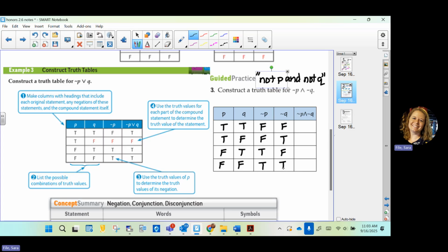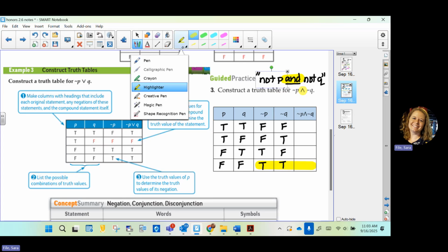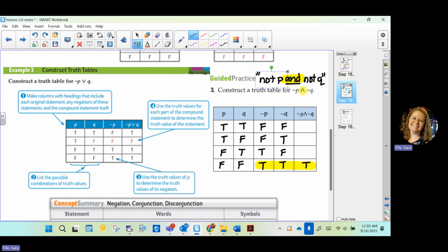So far, so good? Now, this is a conjunction. It's an and statement. So for it to be true, don't both parts have to be true? Because of that and, that symbol there, I need both to be true, the not P and the not Q. Where does that happen? At the bottom. That's the only one that's going to be true. All the rest of these will be false.